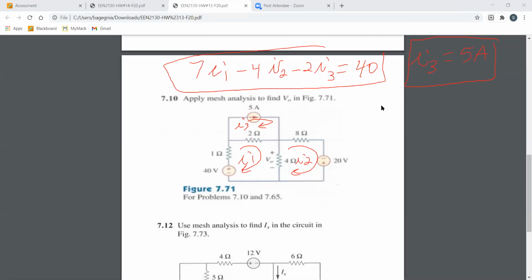Before we box it, let us get rid of I3. So I substitute for I3, which is equal to 5. So it will be 7I1 minus 4I2 minus 2 times 5, equal to 40. So 7I1 minus 4I2, take the 10 to the other side, so it will become a plus. 10 plus 40 is 50. Okay, now you box it and call it equation number 1. Okay, move to mesh 2.